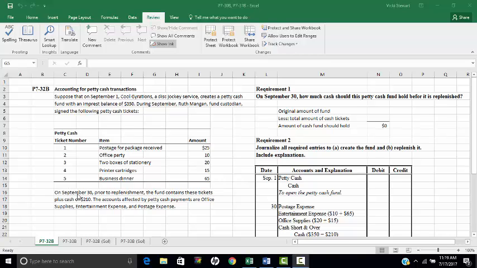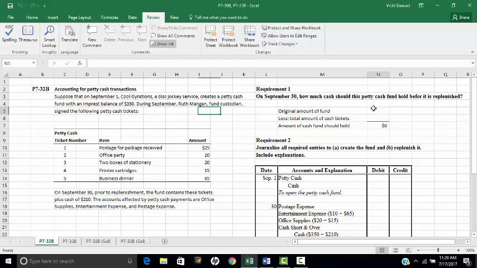Then the problem states on September 30th, prior to replenishment, the fund contains these tickets plus cash of $210. The accounts affected by petty cash payments are office supplies, entertainment expense, and postage expense. Requirement 1 states, on September 30th, how much cash should this petty cash fund hold before it is replenished?